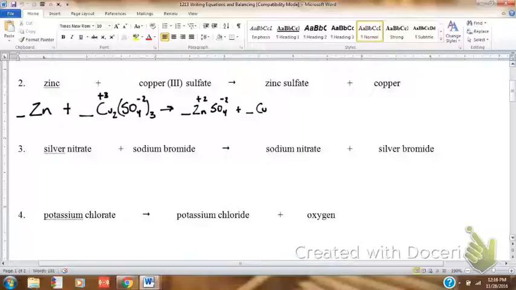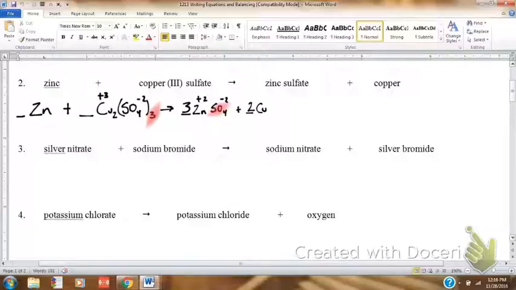Now it is a balancing act. I'm going to start with my polyatomic sulfate. On the product side, I have 3 sulfates, but I only have 1 on the reactant side, so I need to have 3 moles of zinc sulfate. Now you can balance either one, zinc, or you can balance copper. It just doesn't matter. I'm going to balance copper. I have 2 coppers on the reactant side. I only have 1 on the product side, so I need to have 2 moles of copper on my products.